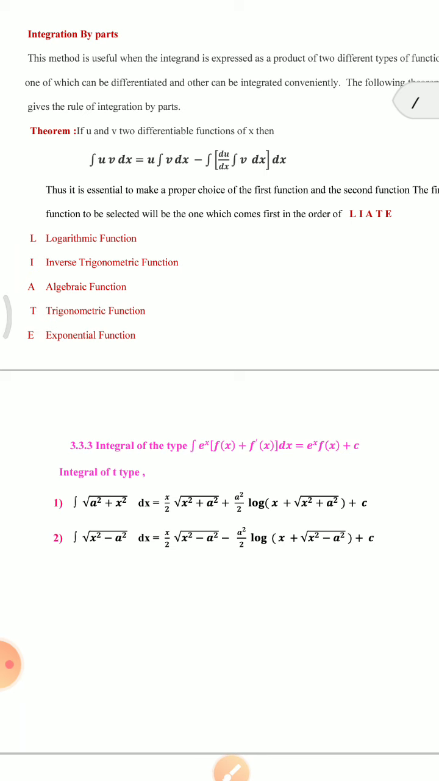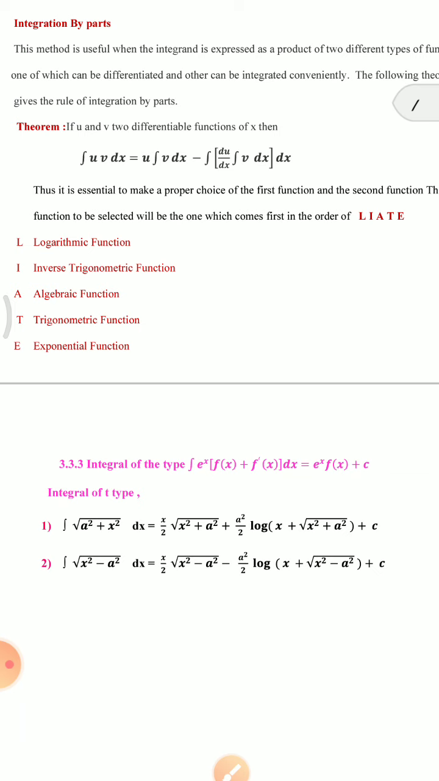That means it is a u into v rule here. See the theorem. We have to see the theorem without proof. If u and v are two differentiable functions of x, then integration of u into v dx is equal to u into integration of v dx minus integration in bracket d by dx of u, integration of v dx, bracket complete, dx.